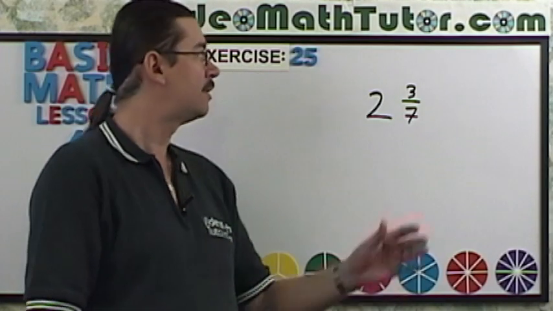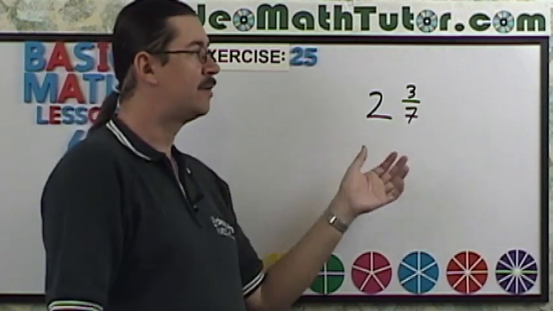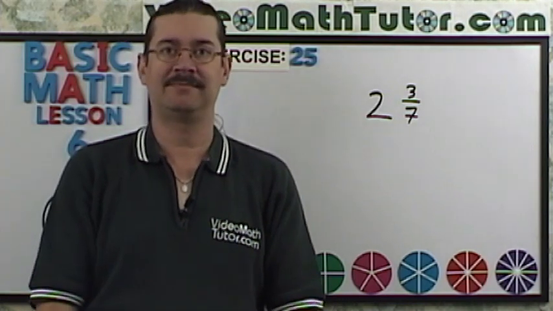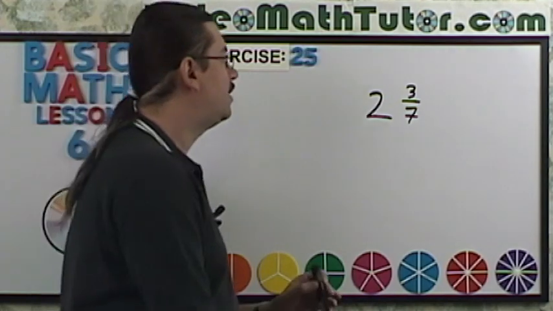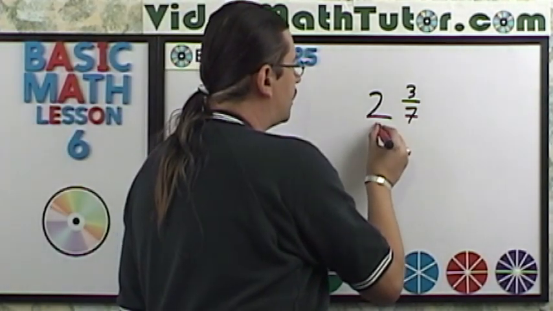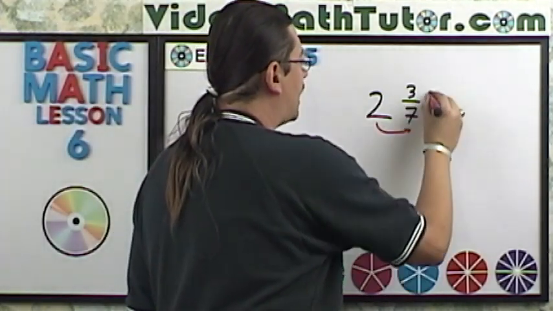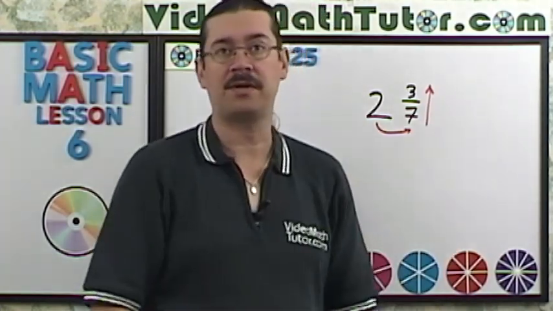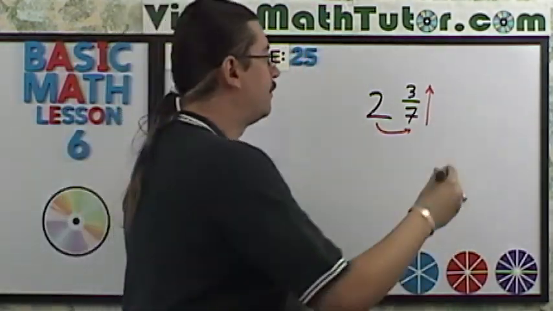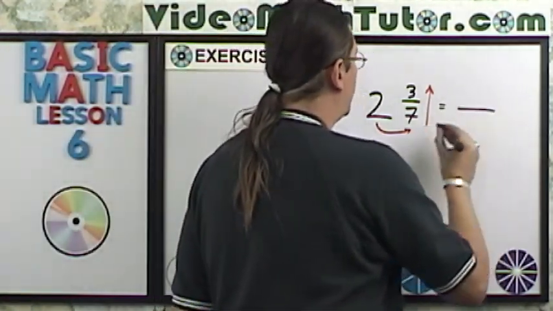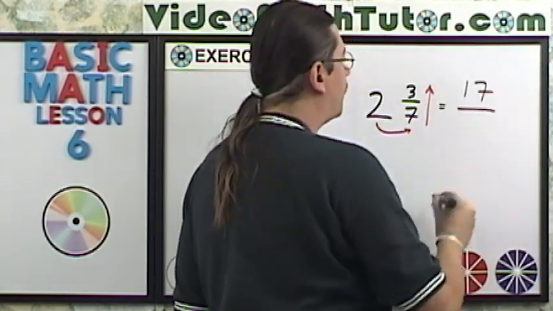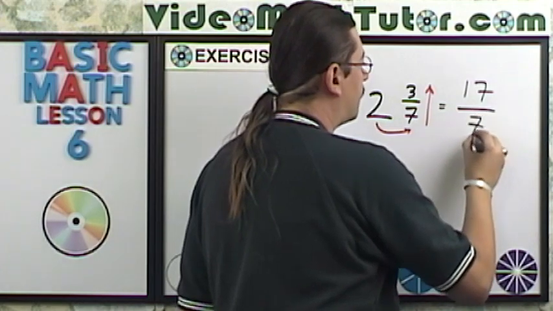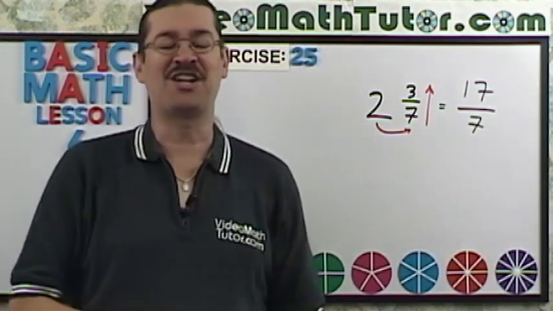Now I'd like you to convert this mixed number to an improper fraction. Well, the procedure is that you multiply 2 times 7 and then add that result to 3. That'll give us the numerator. So 2 times 7 is 14 plus 3, 17. The denominator stays the same. So there is our improper fraction.